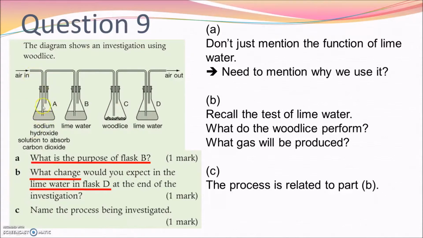Phase A absorbs carbon dioxide, I agree. And then the air passes to the box, and then to phase D, to check whether any gases are produced by the box, right? But what is the purpose of setting up phase B? And for B, what change would you expect in the lime mortar in phase D?